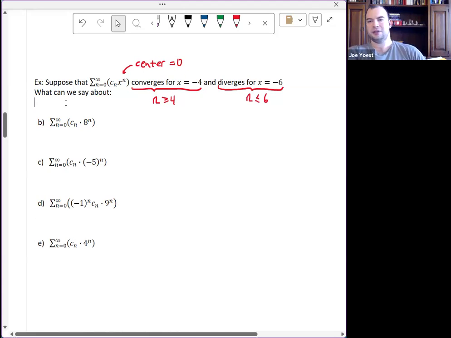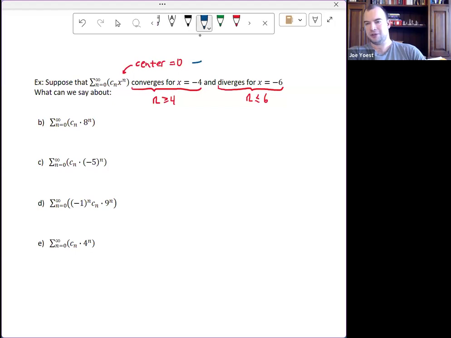So the key to this problem is to realize that, well, number one, the center is at 0. We see that just looking at the power series x^n, (x minus 0)^n. It converges for x equals -4. So I know that power series converge on intervals that are symmetric about the center. So that tells me that my radius of convergence has to be at least 4. It can't converge at -4, have a center at 0, and diverge at -2. That's not how it works. That's not what our theorem says. On the other hand, I know that it diverges for x equals -6. My radius of convergence must be less than or equal to 6 then.